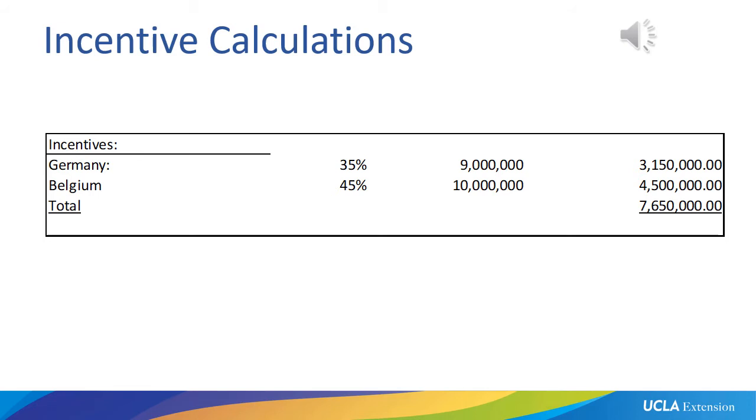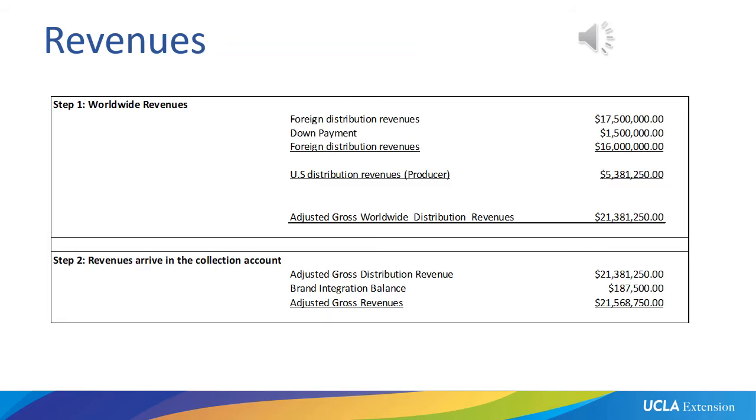So if we sum this up, our tax incentive from Germany and Belgium together for our movie of $25 million is $7,650,000. And again, this is a non-recoupable incentive. We do not have to pay this back.